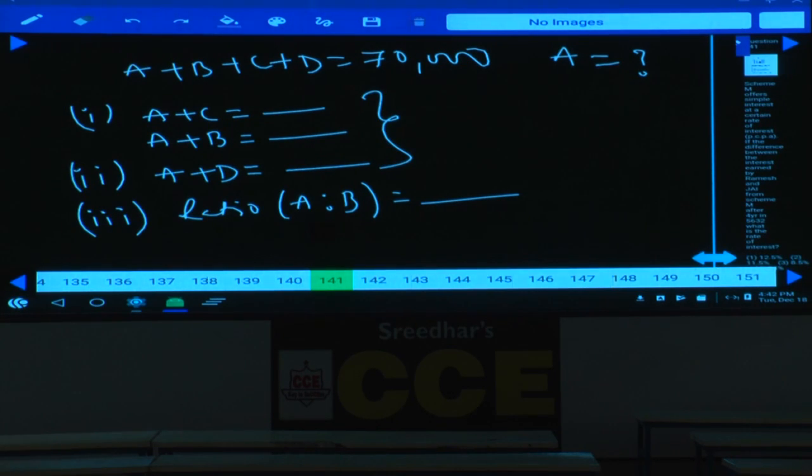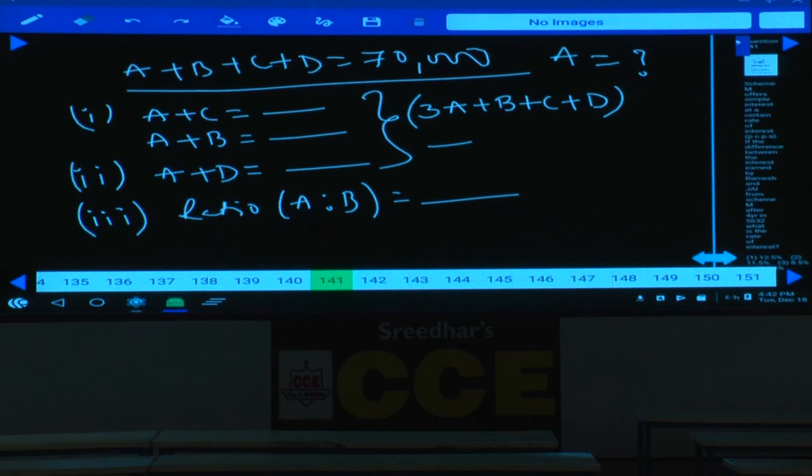We missed this point. When you know A plus C, A plus B, A plus D, the sum of these values will be equal to 3A plus B plus C plus D. From this, if you subtract A plus B plus C plus D, then you will get 2A. If you know the 2A value, can't we calculate the A value? Yesterday we missed this point.